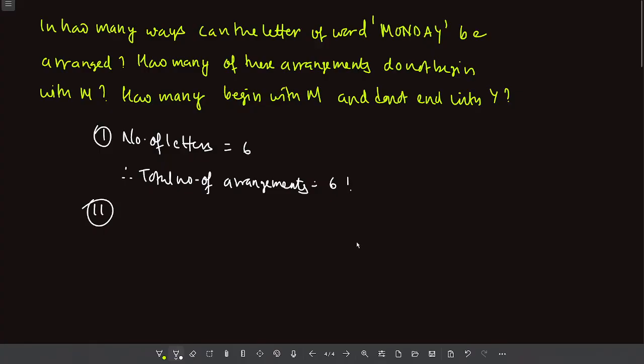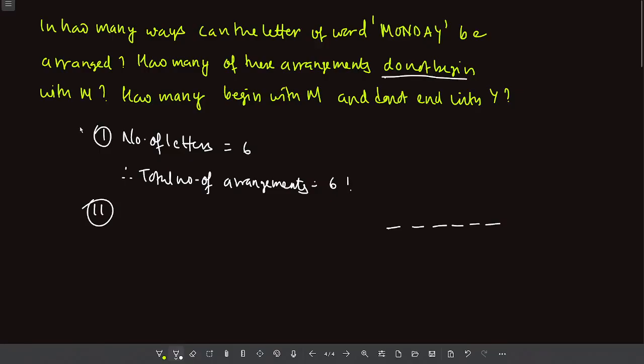There are six letters. M is going to be fixed, so then it's going to be 5. So the answer will be 5 factorial, as the remaining will be 5 letters left. Okay, so 1, 2, 3, 4, 5, 6. Now, in the second case, the question has asked in how many arrangements do not begin with M. It's not the case of begin with M, but do not begin with M.